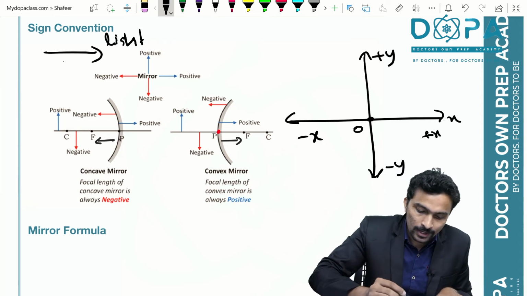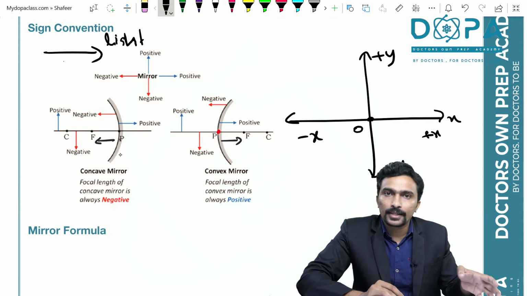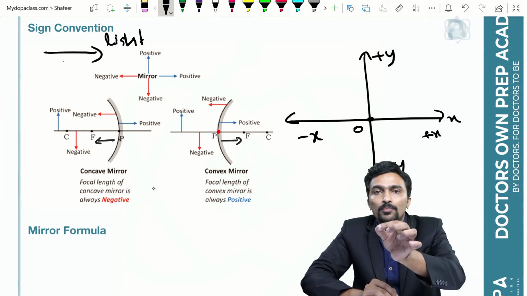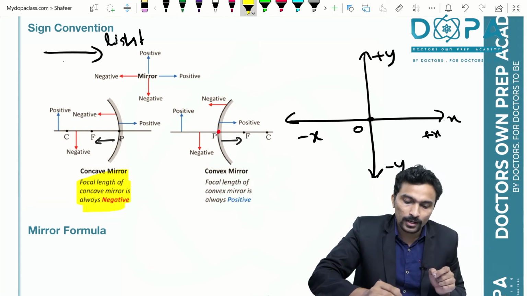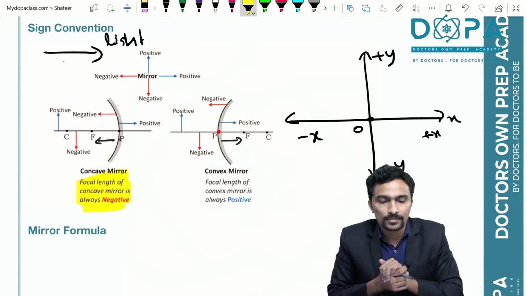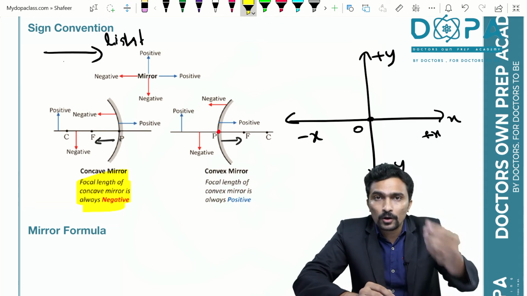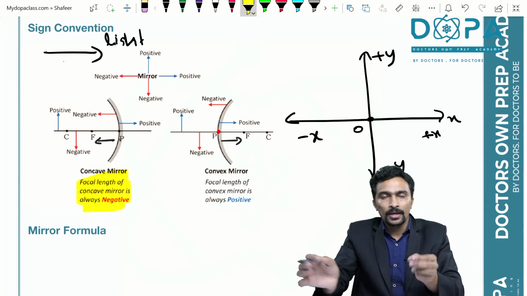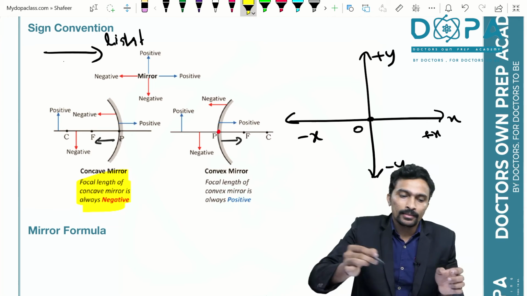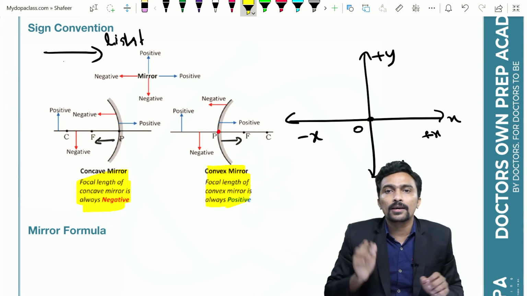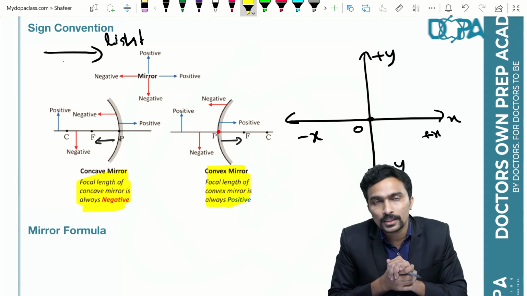So you can see that here, the focus of a concave mirror is to the left side. So you measure the focal length from the pole to the left side of the concave mirror. That is why focal length of the concave mirror is always negative. Understood? And the focus of a convex mirror is to the right side of pole, and you measure the focal length from the pole to the focus, to the right side. That is the reason why you have the focal length of the convex mirror as positive.